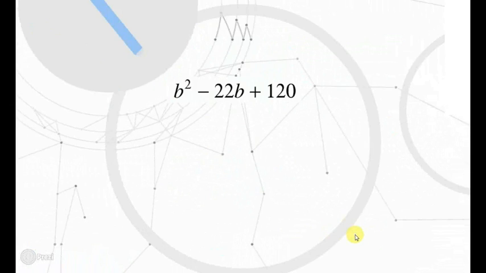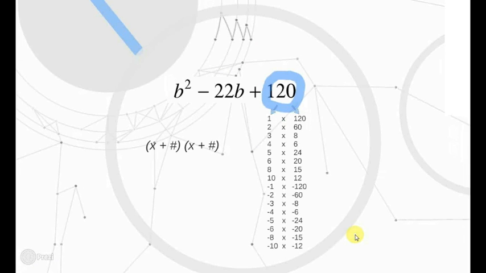So b squared minus 22b plus 120. First step, just like the previous problem, I'm going to circle that first term, and then I'm going to write out its factors. So 120, positive 120, has a lot of different factors.